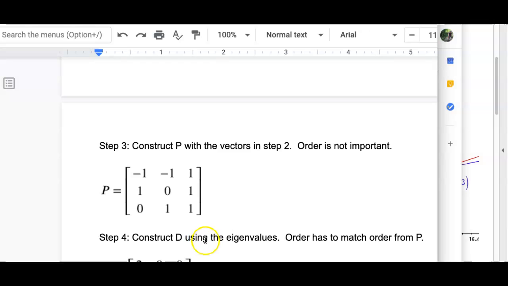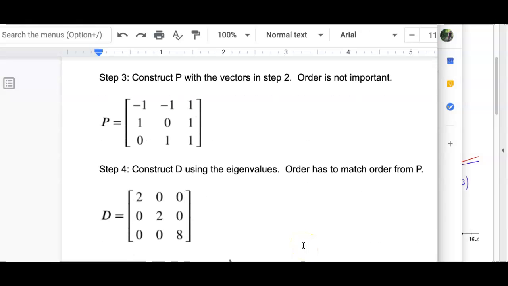So constructing D, remember D is a diagonal matrix. And so all you do is put the eigenvalues on the diagonal. But you must put them in this order. So it's going to be a 2, 2, and 8 because that's how I line them up in my P matrix. So order is not important here, but I do have to match it for P when I construct D. So what do I get? This would be 2's all along the diagonal up to this one, which would be an 8. Okay? So I hope that's clear. Match these up like that. So now we've diagonalized our matrix.